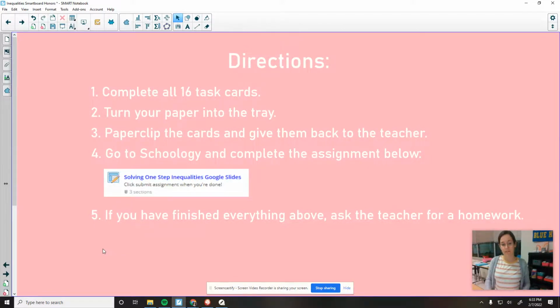If you run out of time, it's okay. You can use GoTime or finish for homework or finish tomorrow. I'm not sure how long all of this will take you, so we'll see how it goes. And then if you finish everything, then just ask the teacher for homework and you can get started on that.